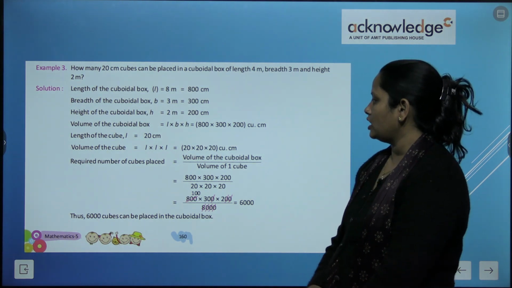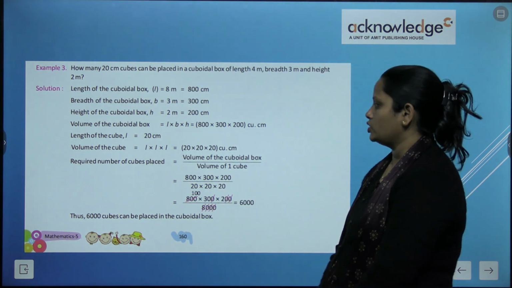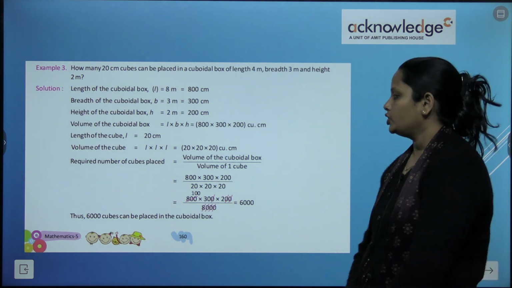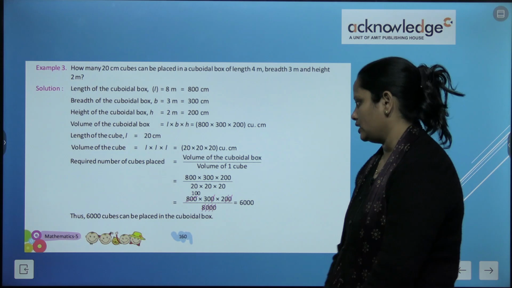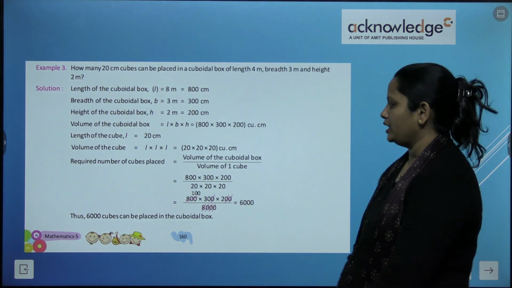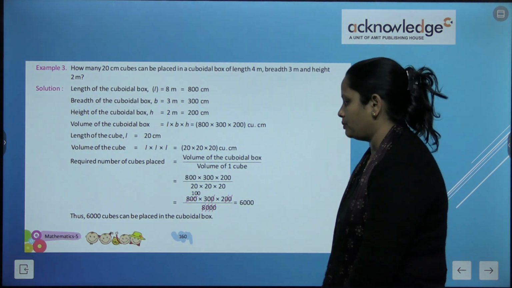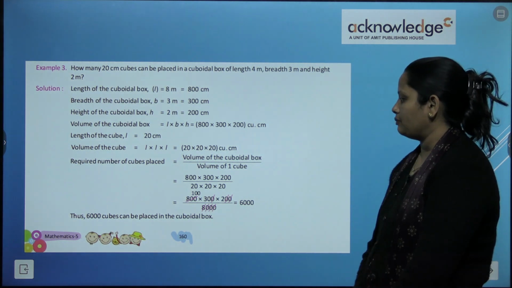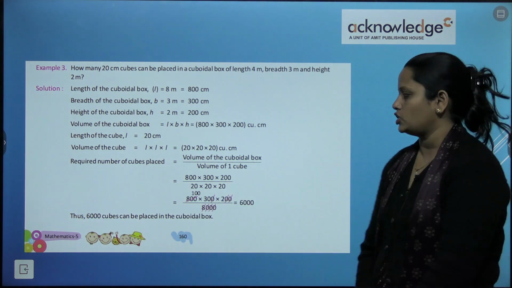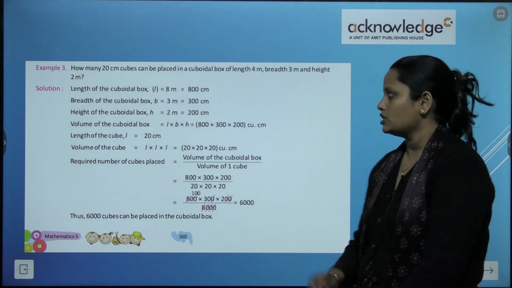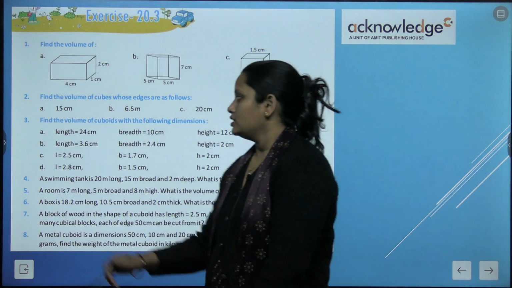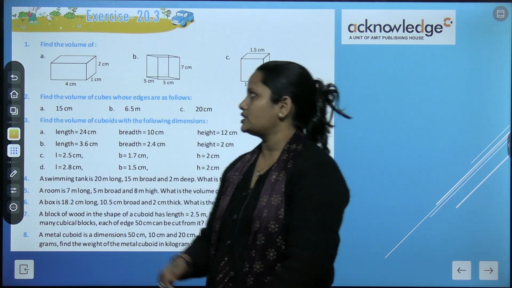तो हमें क्या करना पड़ेगा, बॉक्स के वॉल्यूम से क्यूब के वॉल्यूम को हम डिवाइड कर देंगे। सो बॉक्स का वॉल्यूम था ये, क्यूब का वॉल्यूम था ये। अब हमने इन्हें सिंप्लीफाई किया। तो सिंप्लीफाई करने पे हमें आंसर मिला, 6000। सो हियर 6000 क्यूब्स कैन बी प्लेस्ड इन द क्यूबिकल बॉक्स। तो उस बॉक्स में हम 6000 क्यूब्स रख सकते हैं। So I hope this is clear, children.